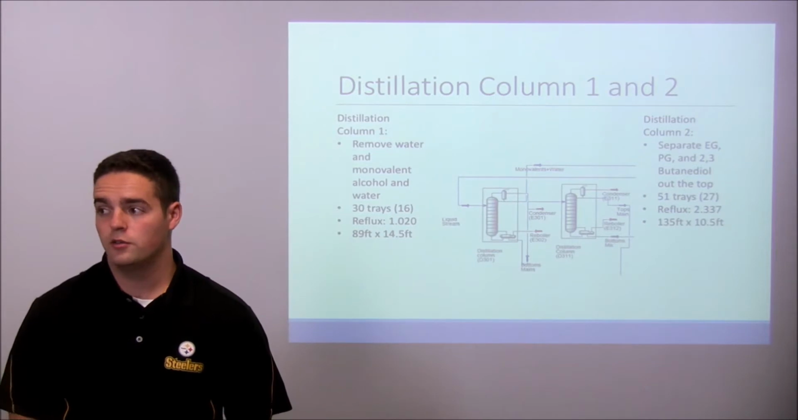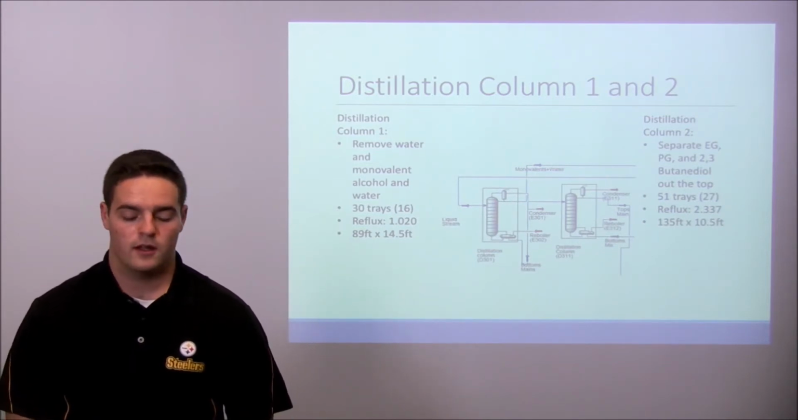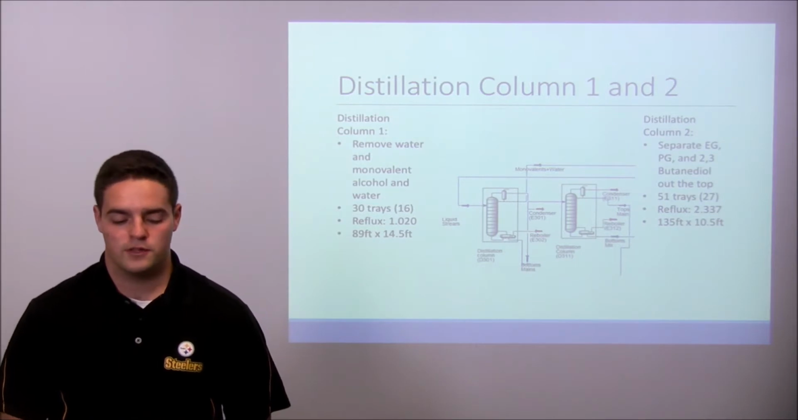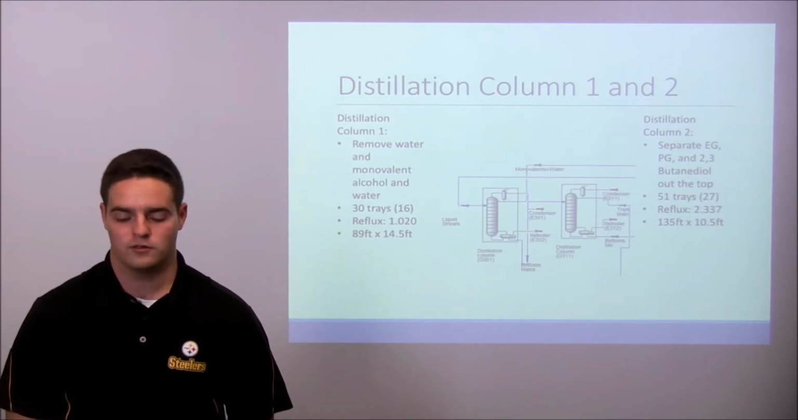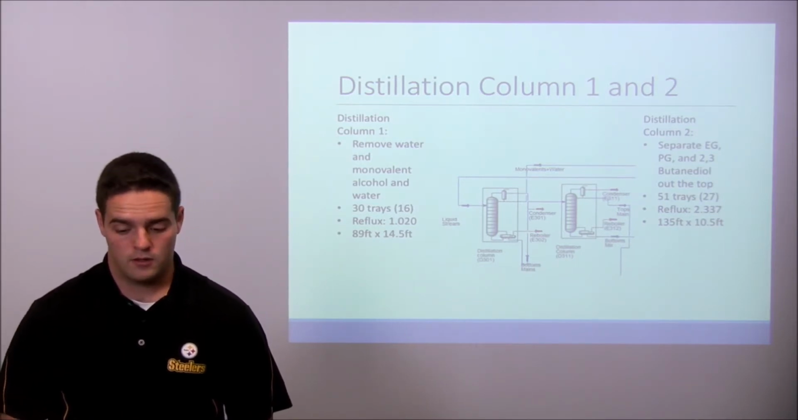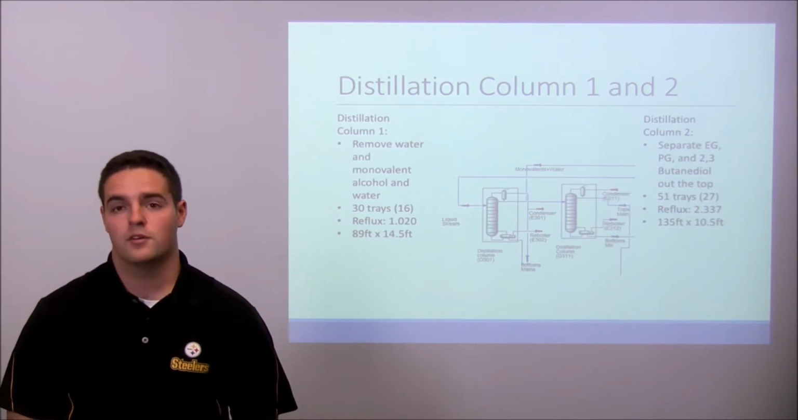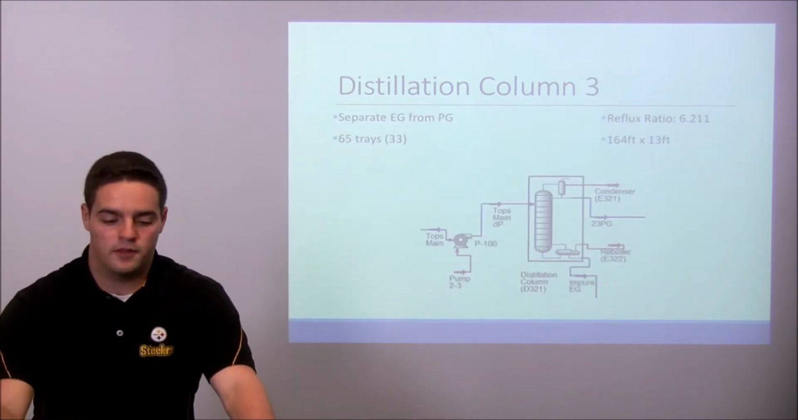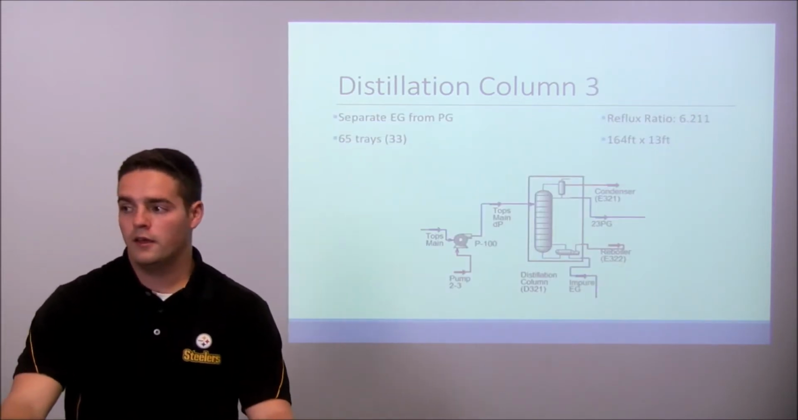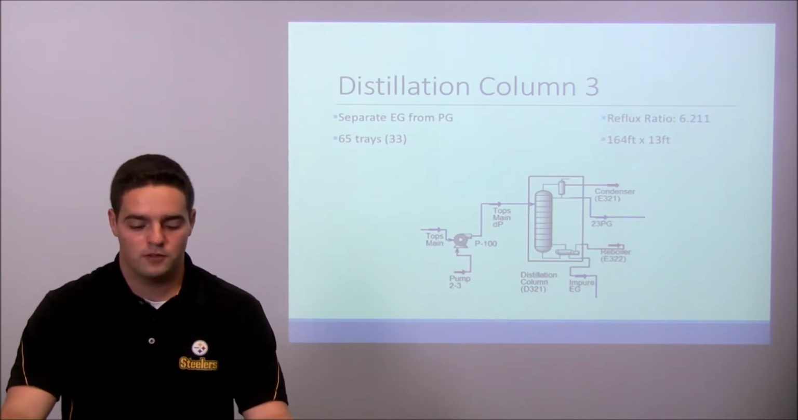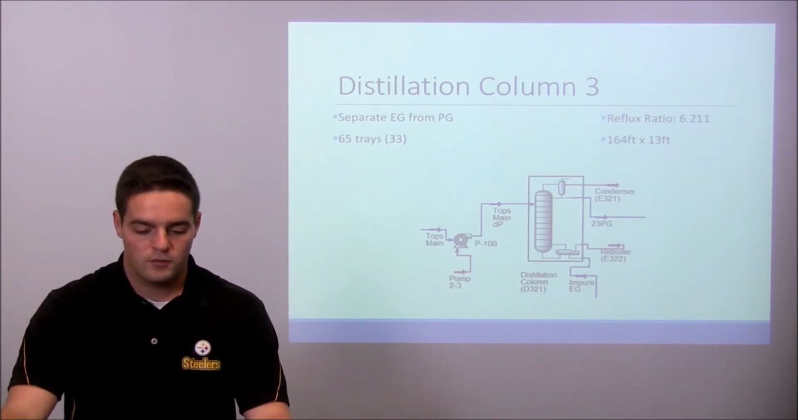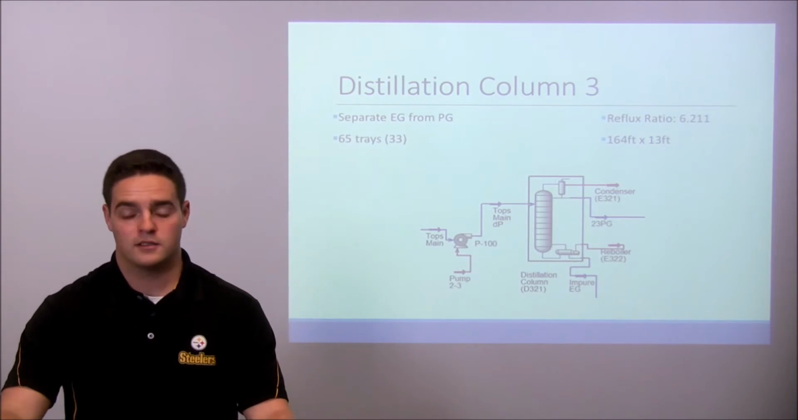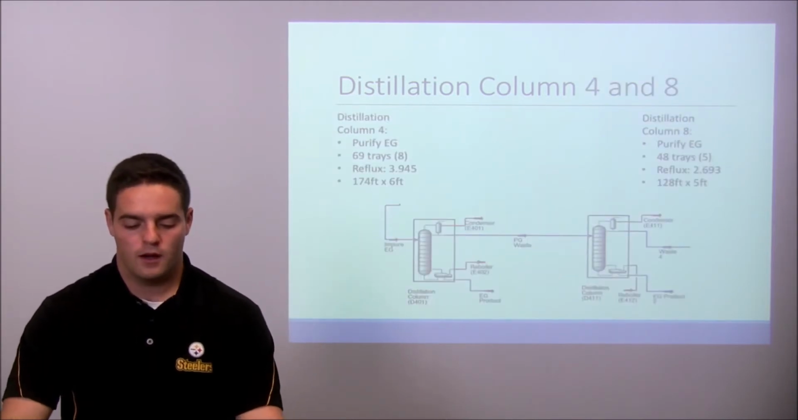The first 2 columns are shown right here, distillation columns. The purpose of the first one is to remove the water and monovalent alcohols. The second distillation column separates the EG, PG, and the 2,3-butanediol out the top. Column 3 will then separate the EG and PG, our 2 major products, from each other to allow us to separate them and purify them.